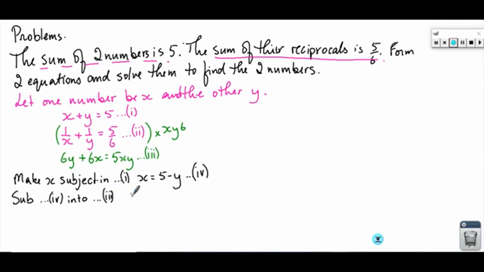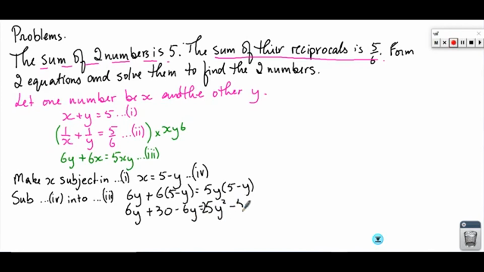So I get 6y plus 6x, which is 5 minus y, equals 5xy, and x is 5 minus y. Multiplying, I get 6y plus 30 minus 6y, this is equal to 25y minus 5y squared.